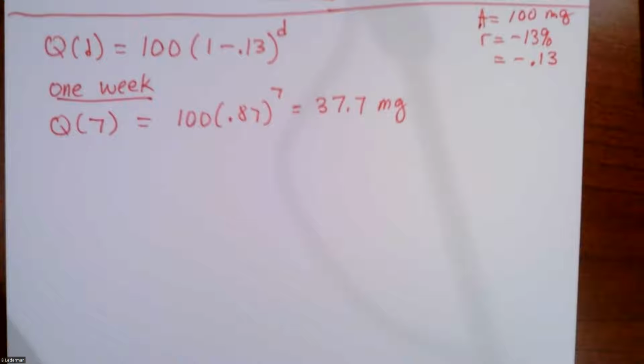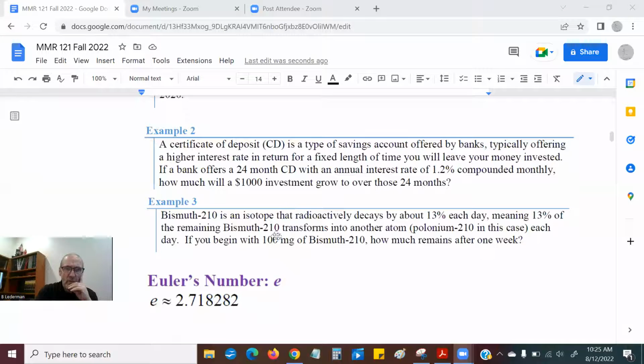Okay, I need to switch cameras again, and here we go. Let me share my screen. So with this principle, now I have to introduce something called Euler's number, and Euler's number is known as E. It's approximately 2.718282.